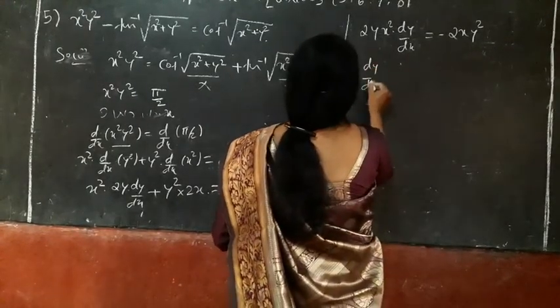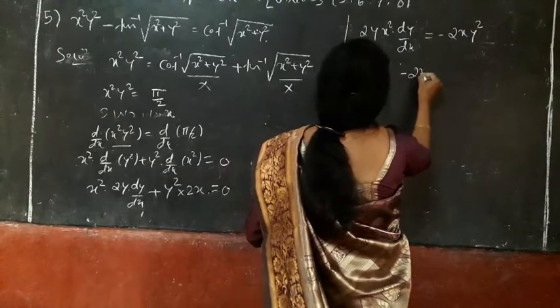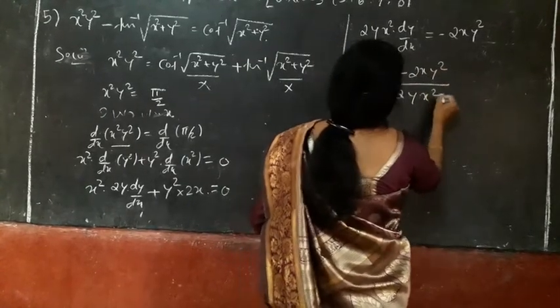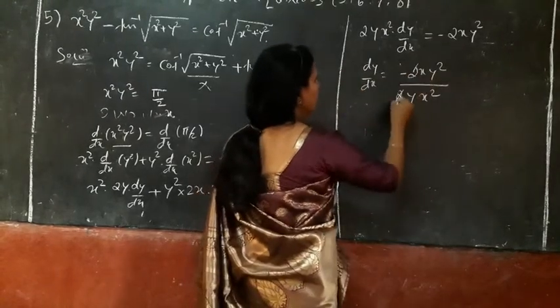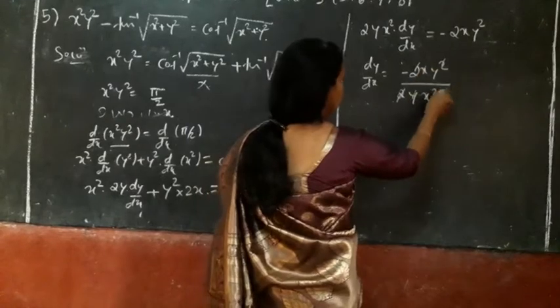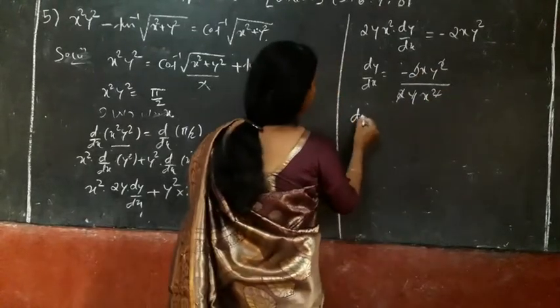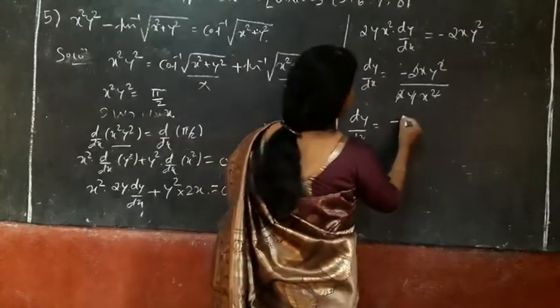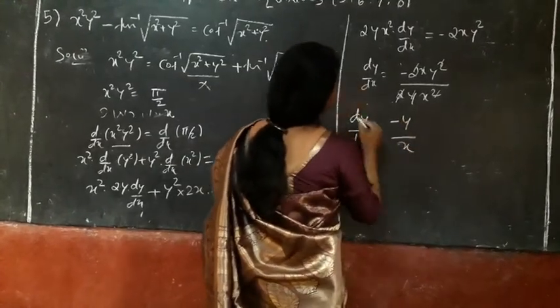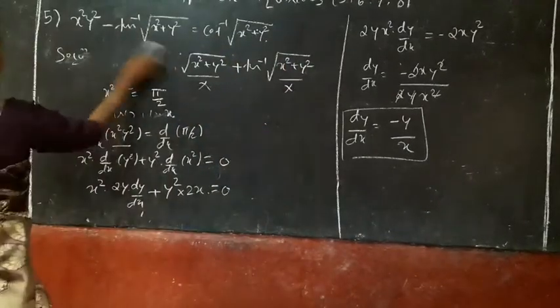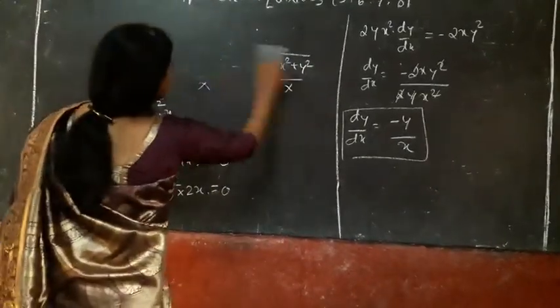Therefore dy upon dx equal to minus 2x y square divided by 2y x square. 2 gets cancelled, 1 y gets cancelled, 1 x gets cancelled. Therefore we get dy upon dx equal to minus y upon x. This is the answer. Next, consider the next example.